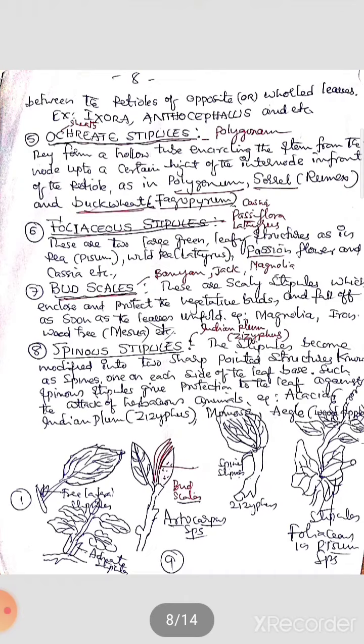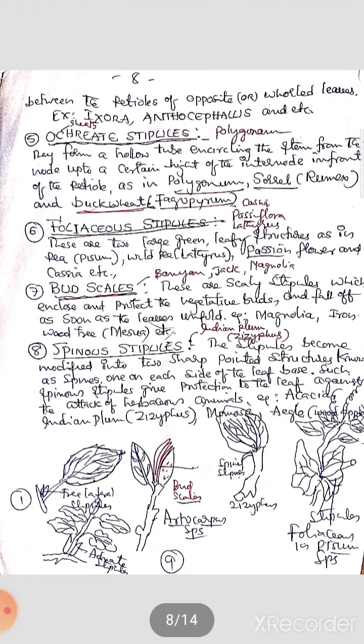Sixth one, foliaceous stipules. These are two large green leafy structures, as in pea or Pisum, wild pea or Lathyrus, passion flower and Cassia, where you can see the foliaceous stipules. Seventh one, bud scales. These are the scaly stipules which enclose and protect the vegetative buds and fall off as soon as the leaves unfold. Examples are magnolia, ironwood tree, etc. We can see the bud scales.